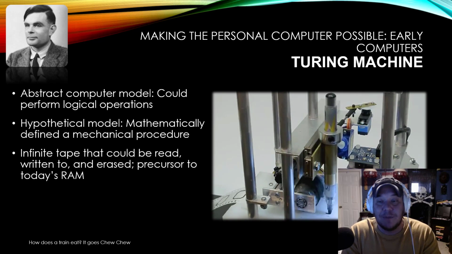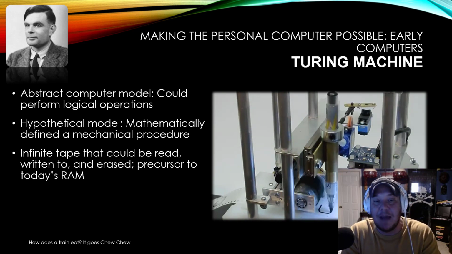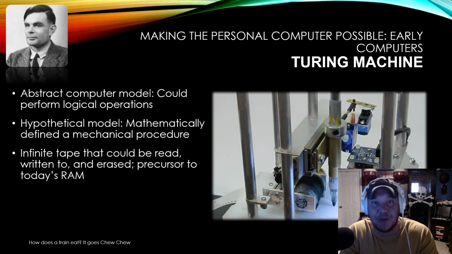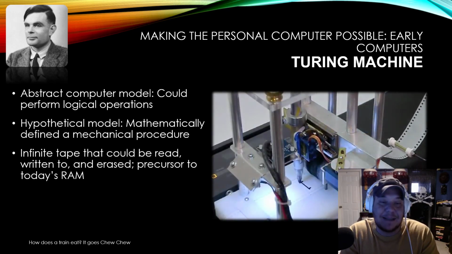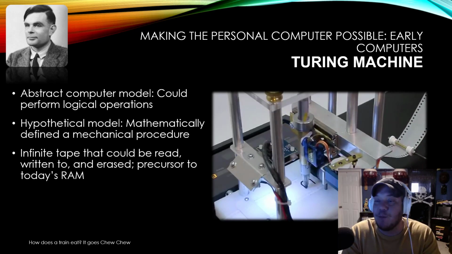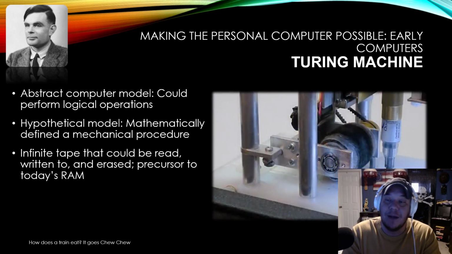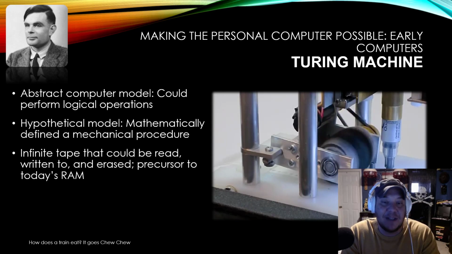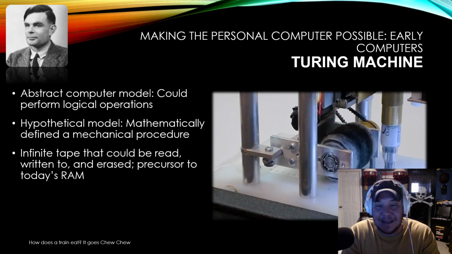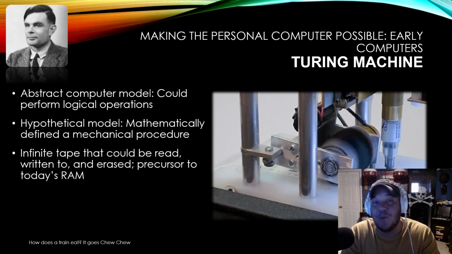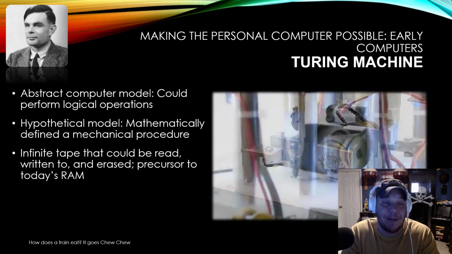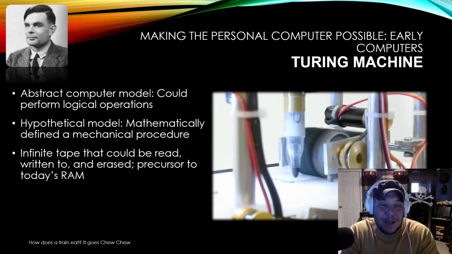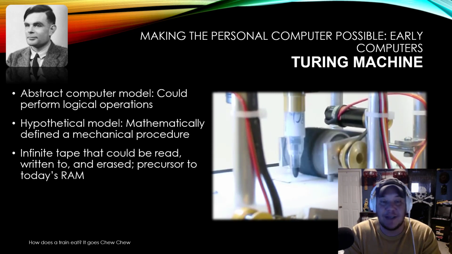It was not a real machine, but rather a hypothetical model that mathematically defined a mechanical procedure, or an algorithm. Turing's concepts described a process by which a machine could read, write, and erase symbols and then rewrite them, written on squares of infinite paper tape. This concept of an infinite tape that could be easily read, written, erased, and rewritten was the very first precursor to today's modern RAM. He is quoted as being the father of theoretical computing science and the father of modern artificial intelligence.